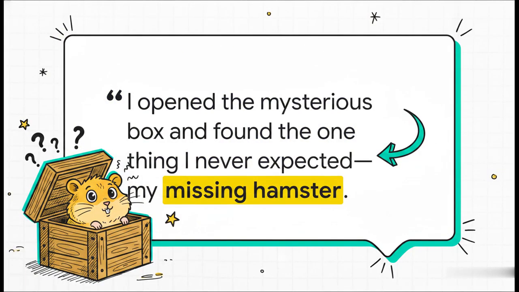Job number 2 is the big reveal. In this scenario, we use a single M-dash right near the end of a sentence to set up a massive surprise, a punchline, or just a really important final idea. I opened the mysterious box and found the one thing I never expected, my missing hamster. That dash basically tells your brain to hit pause, take a quick breath, and brace yourself for the reveal. Without that dash, the hamster's grand return just wouldn't have the same comedic punch.